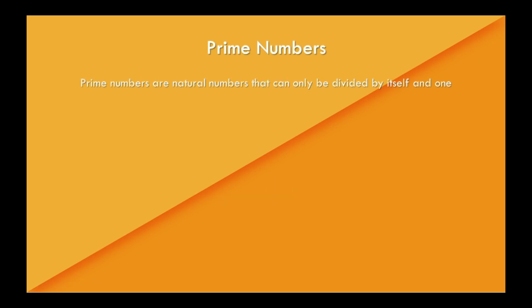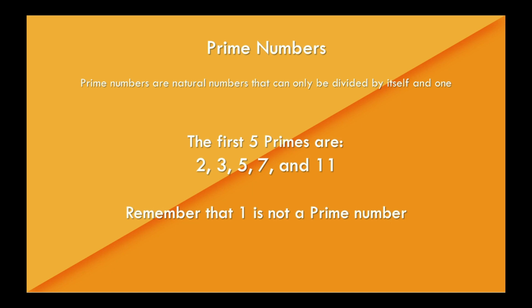In this video, we'll discuss prime numbers. Prime numbers, as we've discussed previously, are natural numbers which can only be divided by two numbers, itself and 1. The first 5 prime numbers are 2, 3, 5, 7, and 11. 1 is commonly misinterpreted as a prime number, but since it can only be divided by 1 and not a secondary number, it isn't a prime.